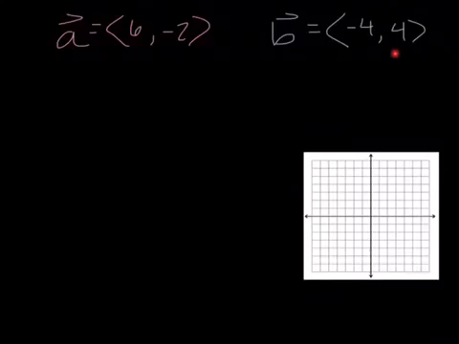So a little bit of a review: if you're going to graph vector A, you would go 6 out in the horizontal direction and then 2 down in the vertical direction, which would be right there. So the vector would go from 0 to that point. For vector B, you would go negative 4 in the horizontal direction and then up 4, which is about right there. And then the vector would go to that point.